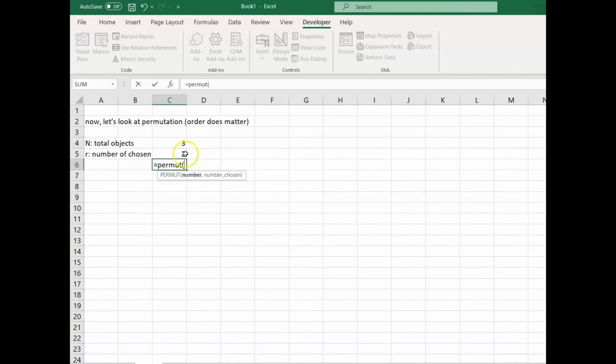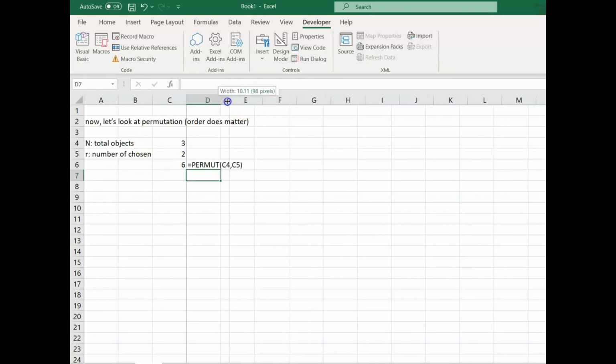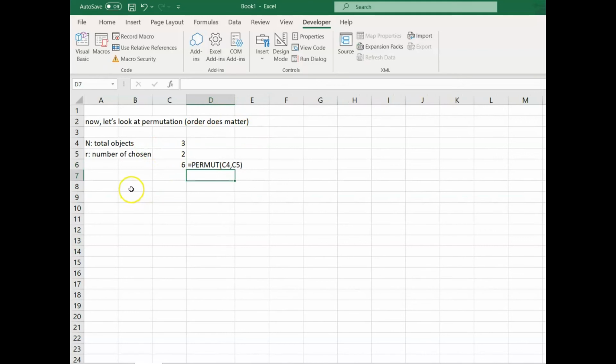The first one is N, total numbers. The second one is small r. Okay. In total, we have 6 choices. We use SHOW FORMULA to show the formula in C6. So PERMUT. Okay. Now let's enter a set of N and R.